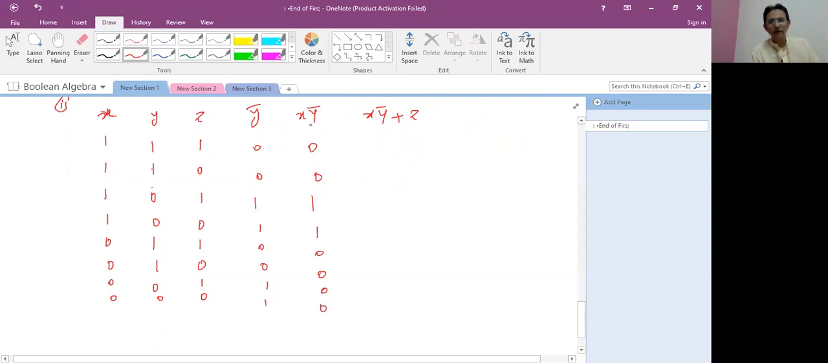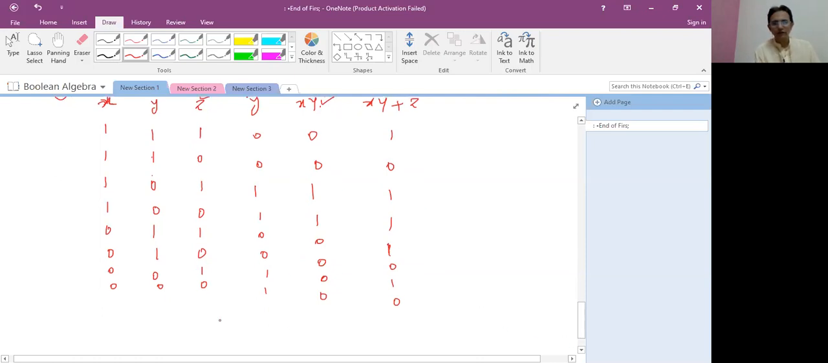Now in the next step, we add these two columns, the 3rd and 5th column, together. So 1 plus 0 is 1, 0 plus 0 is 0, 1 plus 1 is 1, 0 plus 1 is 1, 1 plus 0 is 1, 0 plus 0 is 0, 1 plus 0 is 1, and 0 plus 0 is 0. So these are the values of the function when we put here.